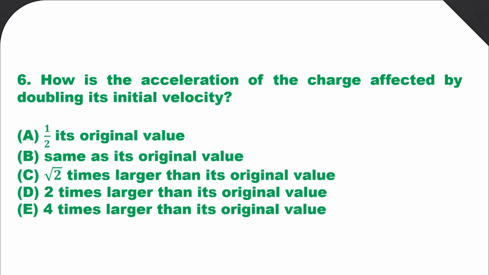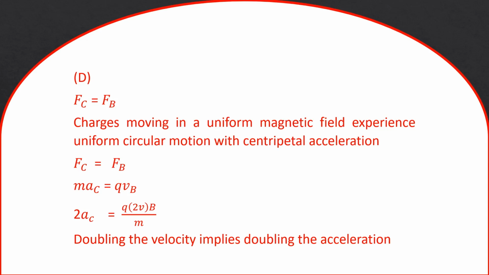The keywords here are acceleration, doubling its initial velocity. Now, applying the formula Fc equals Fb. The force due to centripetal acceleration and the force due to the magnetic field. Fc is the force due to centripetal acceleration. Fb is the force due to the magnetic field. Don't forget F equals ma, Newton's second law of motion.